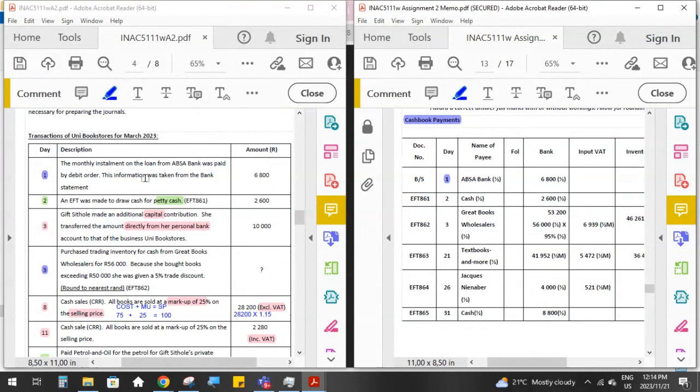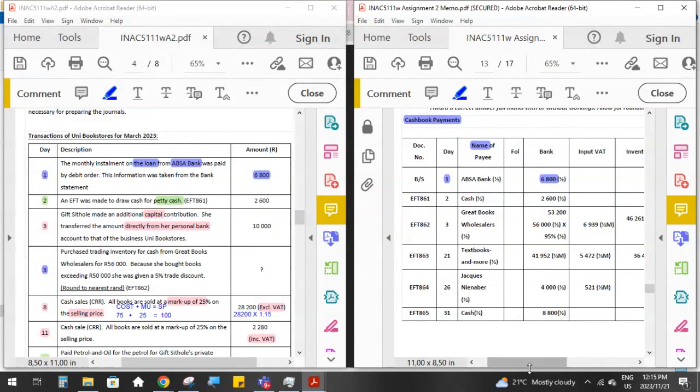First one, we are paying a 6,800 Rand installment to Absa Bank, which is a loan repayment. So name of payee means who are we paying the money to? Absa Bank. Total in the bank column, how much did we pay out of our bank account? 6,800. So that must always be the including VAT amount if VAT is applicable.